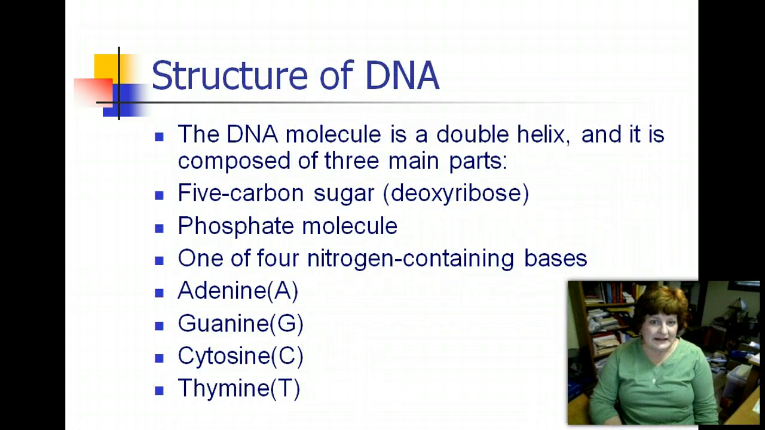DNA is a double helix, and it's composed of three main parts. It's composed of a 5-carbon sugar, which is deoxyribose, a phosphate molecule, and one of 4 nitrogen-containing bases. For DNA, the 4 bases are adenine, guanine, cytosine, and thymine. And the instruction codes are made up of different combinations of those bases. So the bases are very important, and the order of the bases is very important.